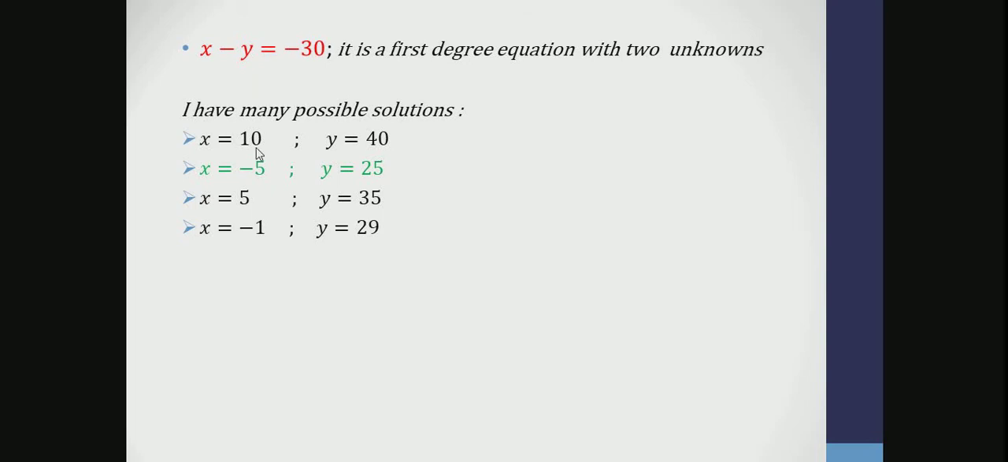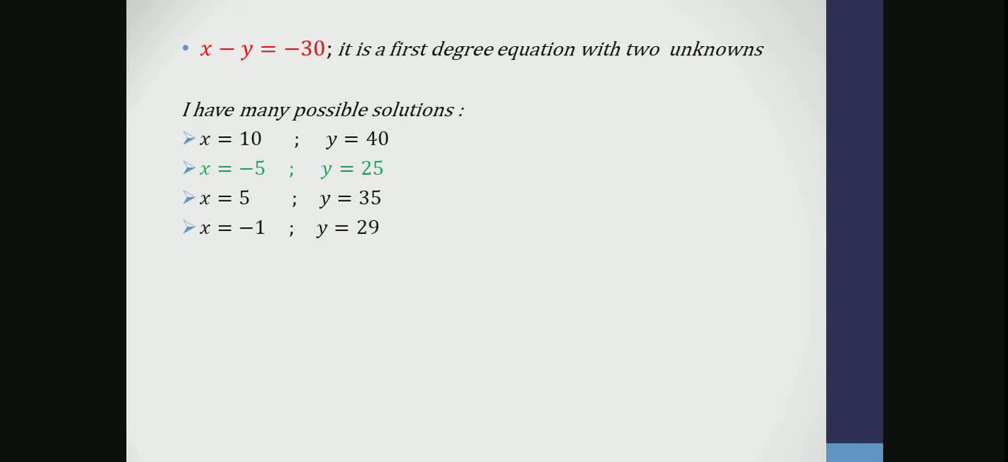Some of the solutions are 10 and 40. 10 minus 40 is minus 30. Minus 5 and 25, the answer will be minus 30. Okay, so if we subtract each of these two numbers, x minus y, you will get minus 30. Also the same idea, which one is correct? I don't know from the given information. Only using this equation, I cannot know which is the value of x and which is the value of y. They are all correct. I cannot have one exact solution.